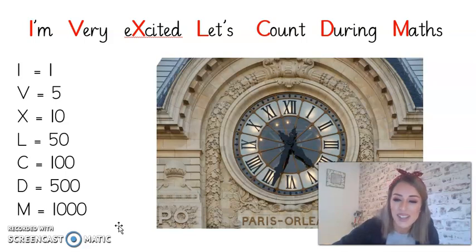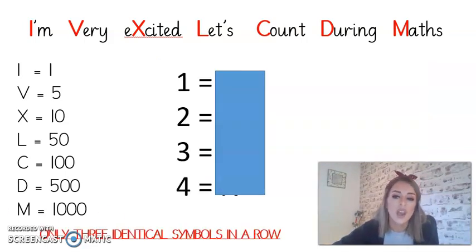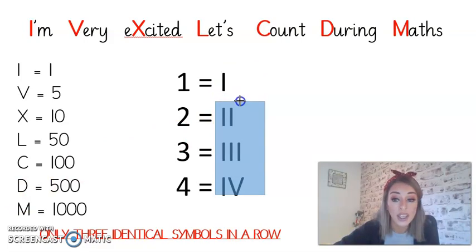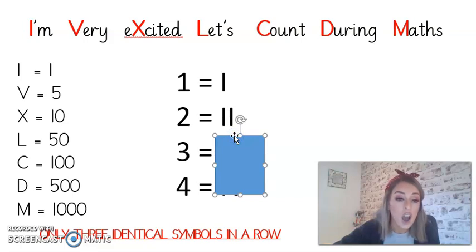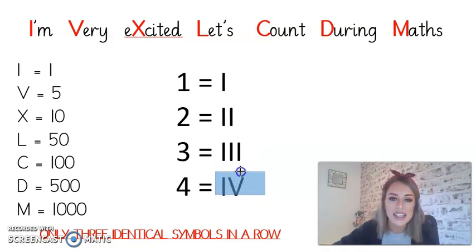Right, let's have a go at some. So I'm going to reveal the answers slowly and give you a chance to have a go on your own. We know from our knowledge organizer that the number 1 is I, okay? And I'm going to give you a clue. I'm going to show you what number 2 is. Number 2 is II. So what do you think number 3 might be? Absolutely, it is III.